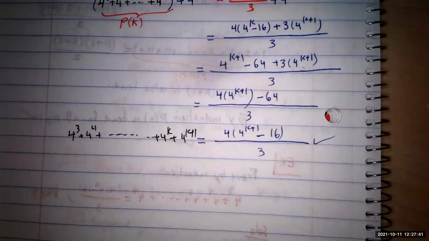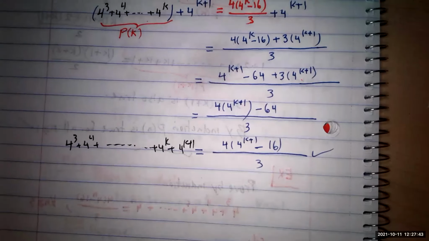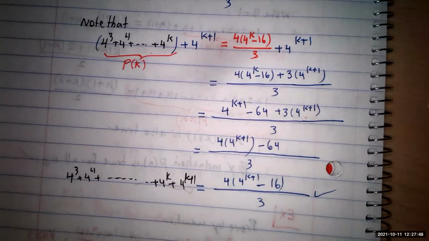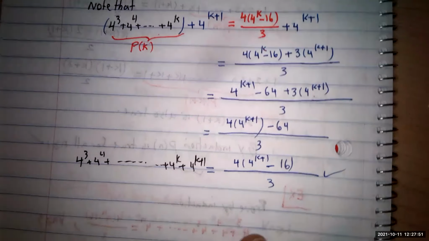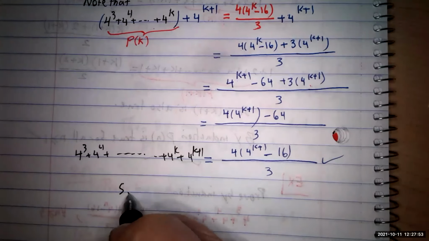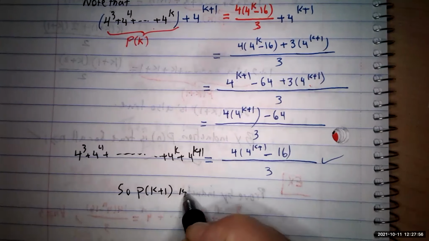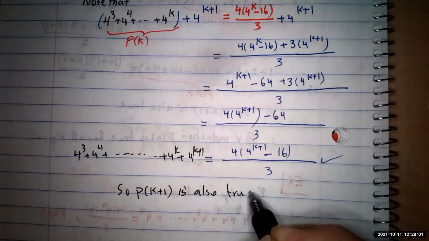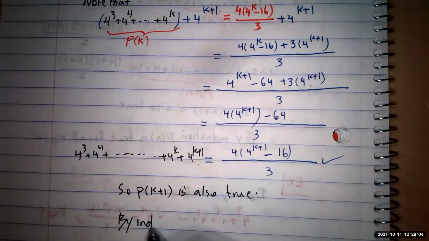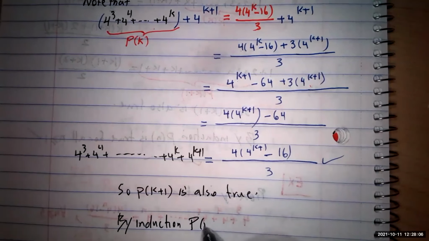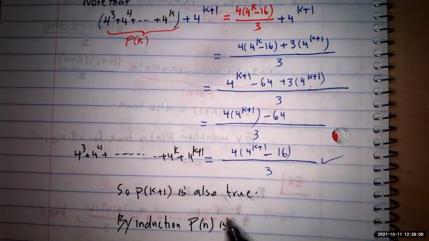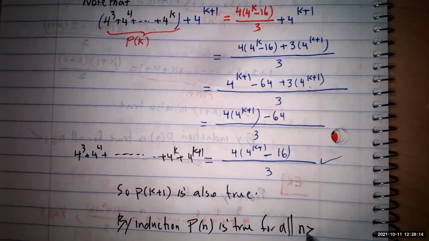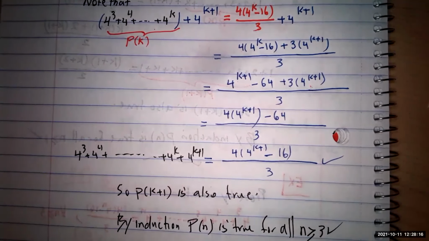So you show that the formula is true for k plus 1, which is going to be P(k+1). So P(k+1) is also true. By induction, let's say everything is happy. By induction, P(n) is true. P(n) is true for all n. You have to write this, okay? Bigger than or equal to 3, and then you're done.